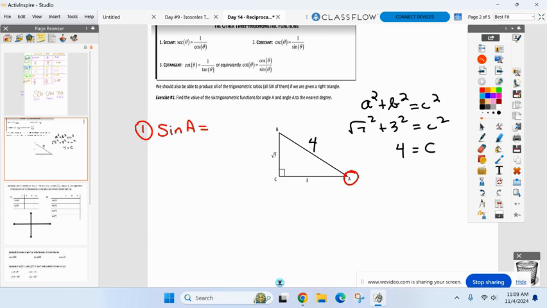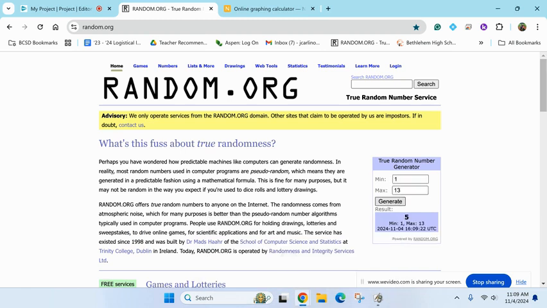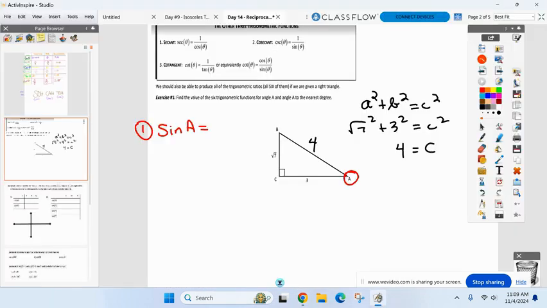How do I find the value of sine A here? Remember, we're on a right triangle. Sine A. What are you using to find sine? Opposite over hypotenuse. Yep, what's opposite A? Radical 7. Over hypotenuse? 4. Yep. Perfect. Everyone's good?